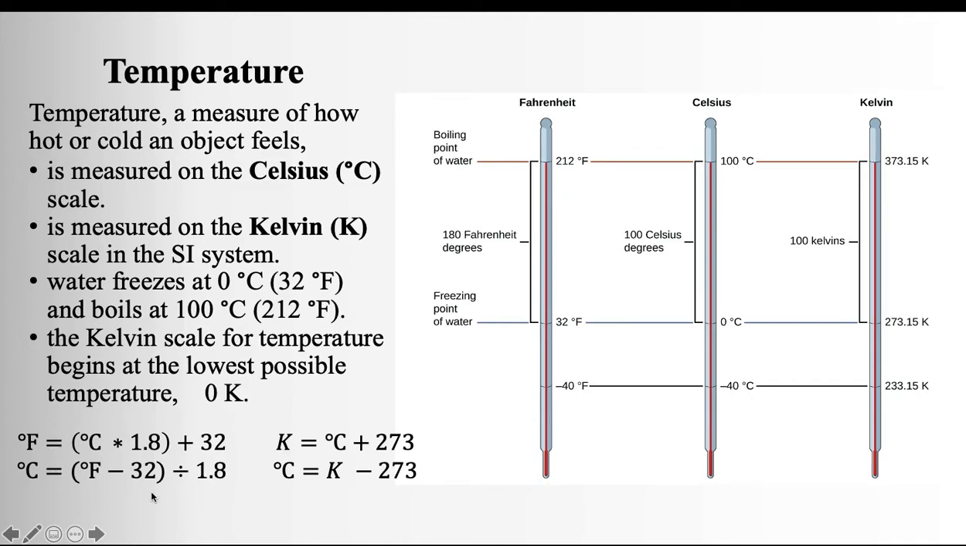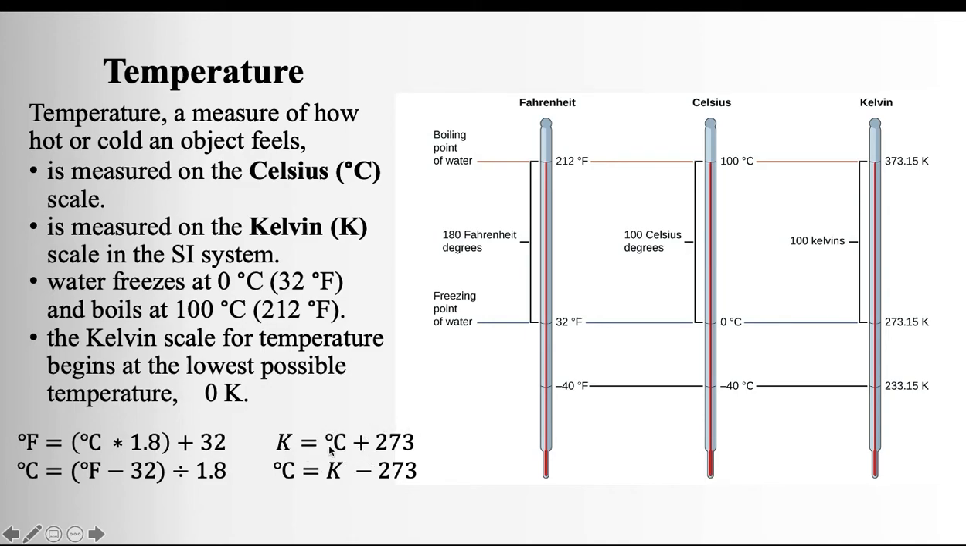These are the hardest ones. These are easier for students. The Fahrenheit to Celsius and Celsius to Fahrenheit conversions are a little harder to calculate. But then the Kelvin to Celsius or Celsius to Kelvin is only a 273 difference.